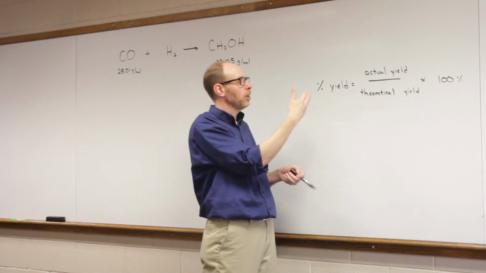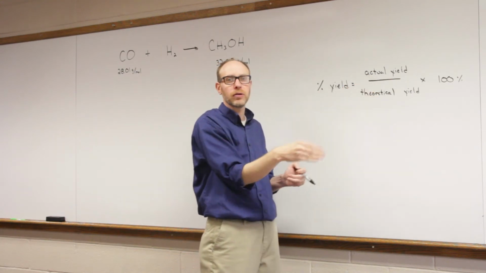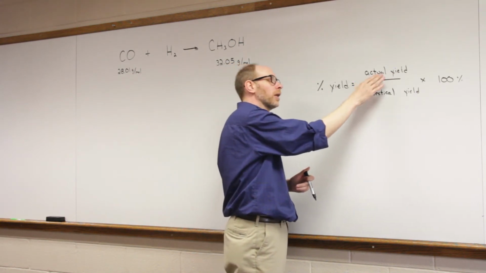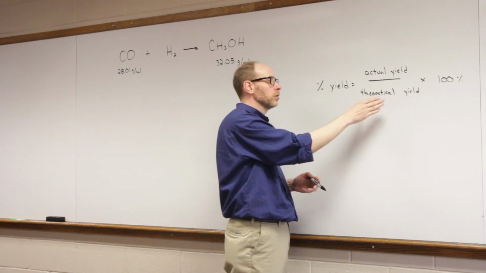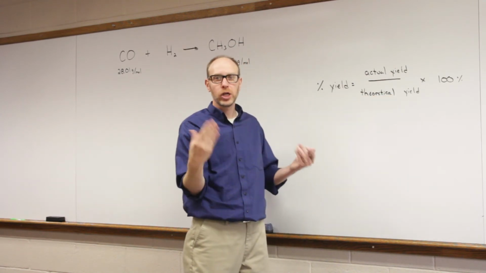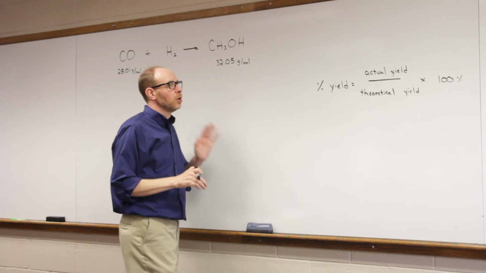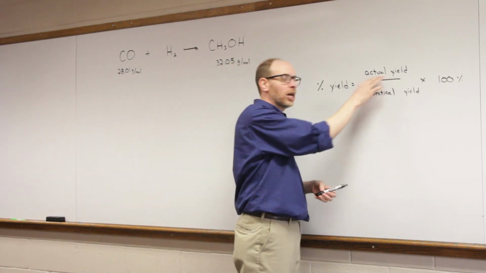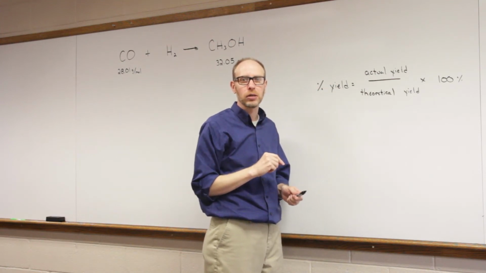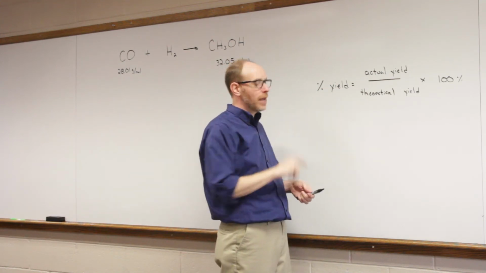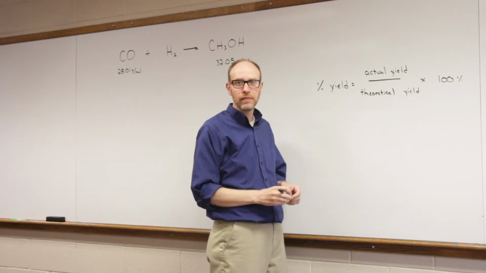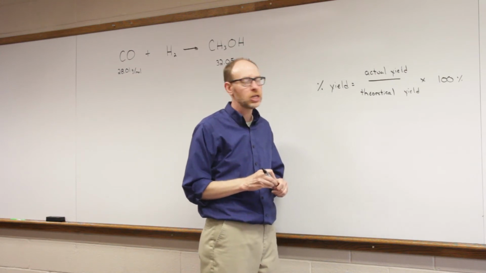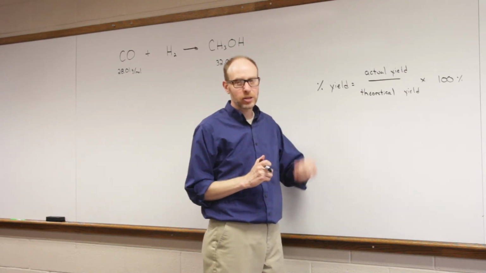100% yield would be good. It would indicate that the actual and theoretical yield are the same. 0% yield would be bad. It would indicate that we don't get any of the product that we want, even though we predict that we should be able to make some. So what we're given in this problem with the 485 grams is the actual yield of that chemical reaction. We're told, okay, if we end up with 485 grams of methanol, CH3OH, what's the percent yield?